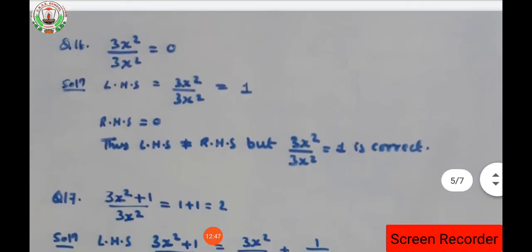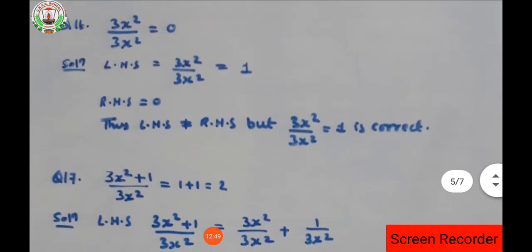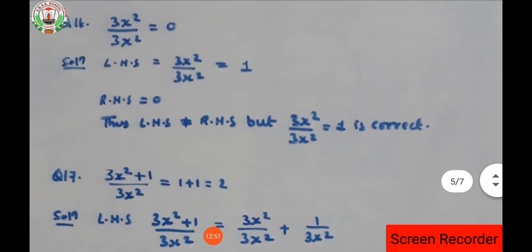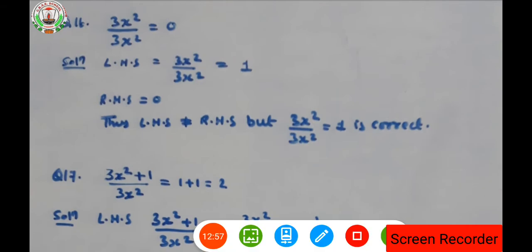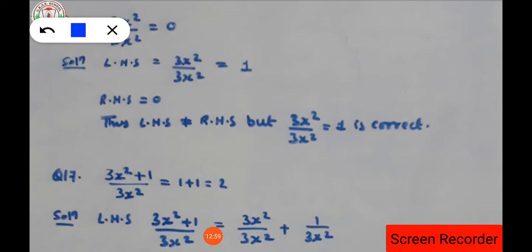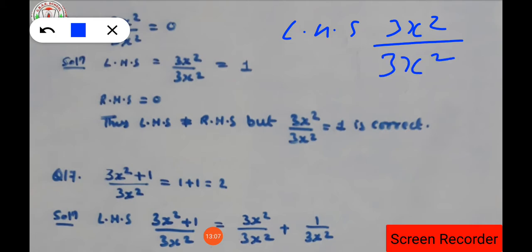Okay, now looking at question number 16. In question number 16, in the LHS part we are having 3x square upon 3x square is equals to 0. So in the LHS part we are having 3x square upon 3x square. Since the numerator and denominator are the same, they can get cancelled. What is left out? 1 upon 1 will be left out, that will be 1 itself. So LHS will be 1.